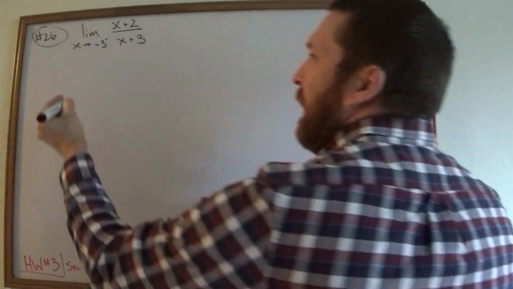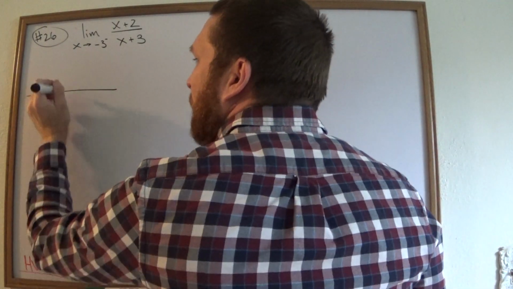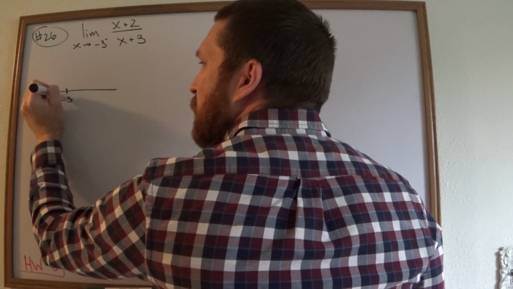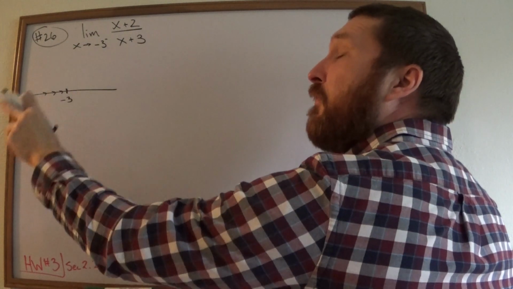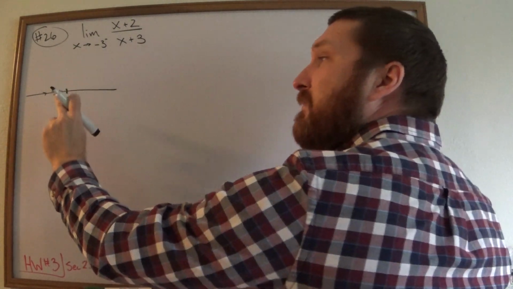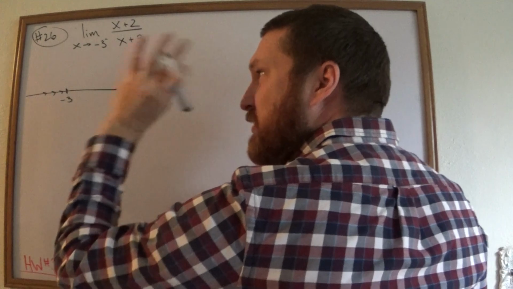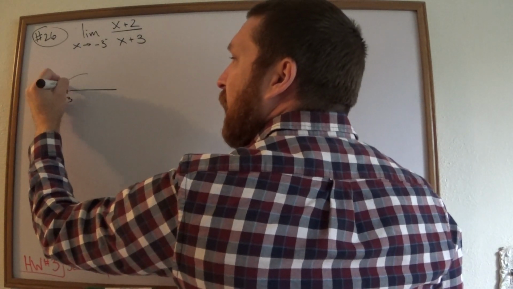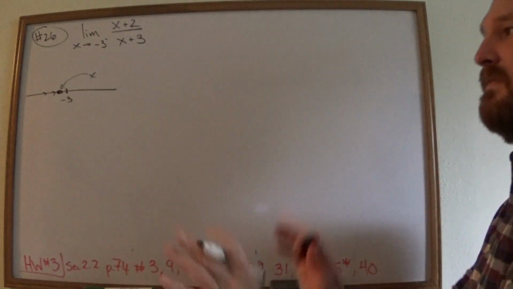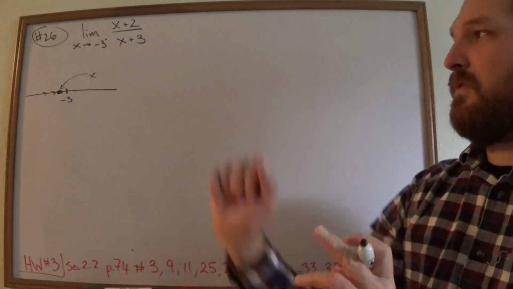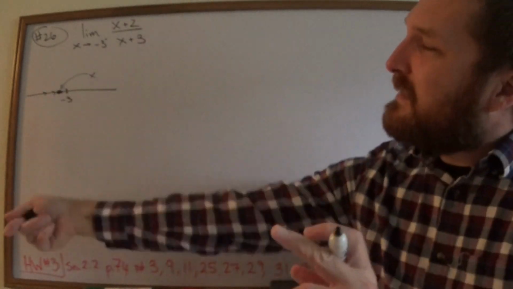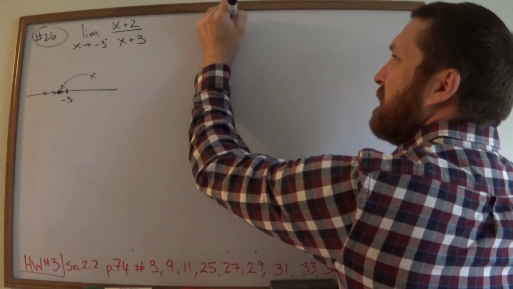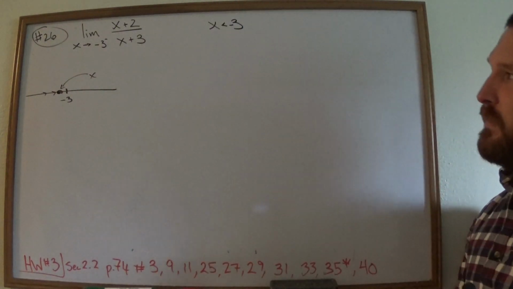I like to do this, though you don't have to. I think about a number line, and here's the point, -3. What we're doing is approaching -3 from the left. So my values of x, I'm imagining some value here, and we're calling it x. x lives there on the left-hand side of -3, and so it must be less than -3. In other words, x must be less than -3.